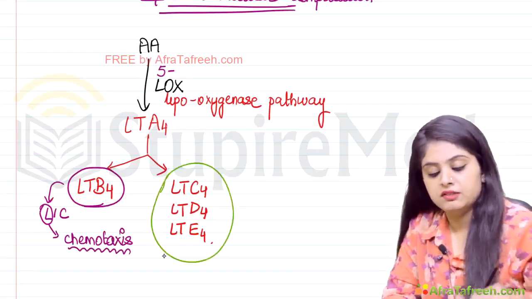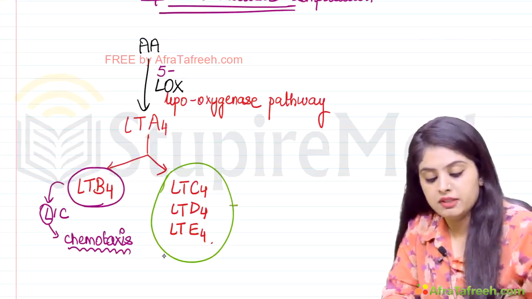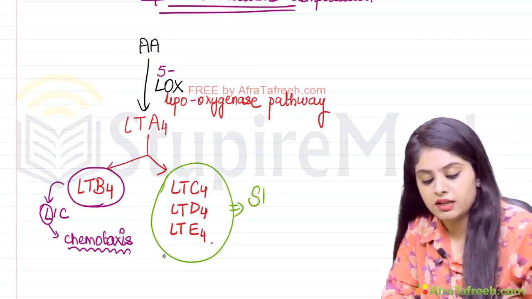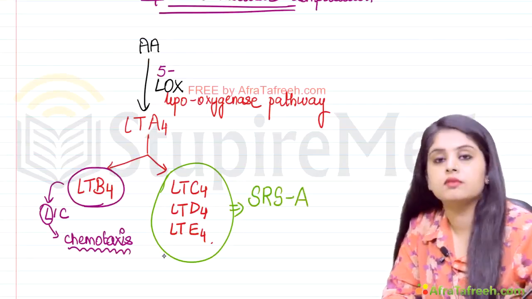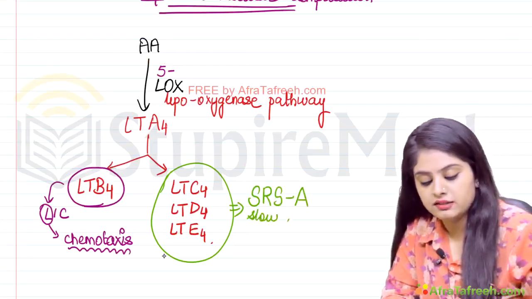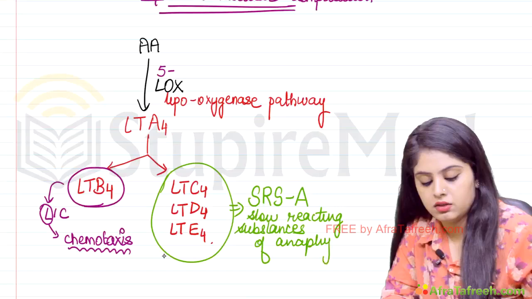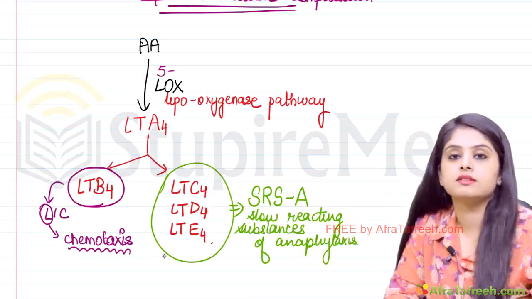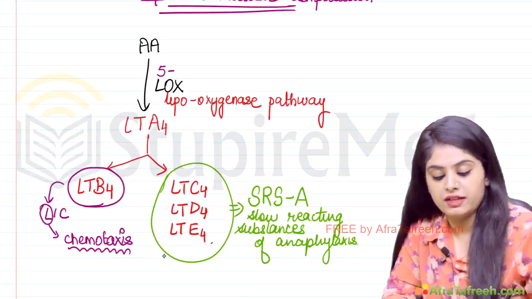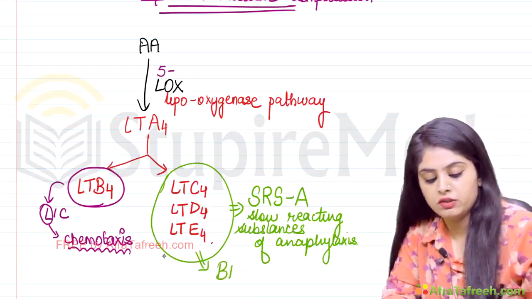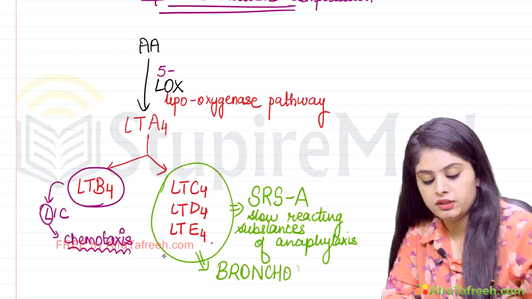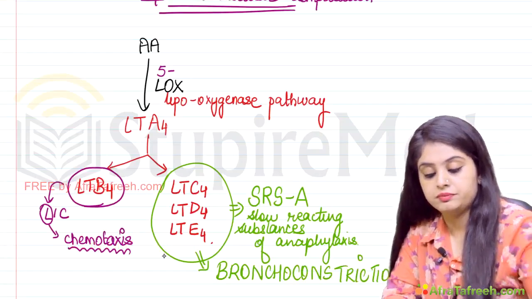Next, we have a list of these C4, D4 and E4. Remember, these are very important. They are also named as SRSA, that is slow reacting substances of anaphylaxis. Now, slow reacting substances of anaphylaxis, these are the ones that are going to be responsible for bronchoconstriction. They are resulting in bronchoconstriction.